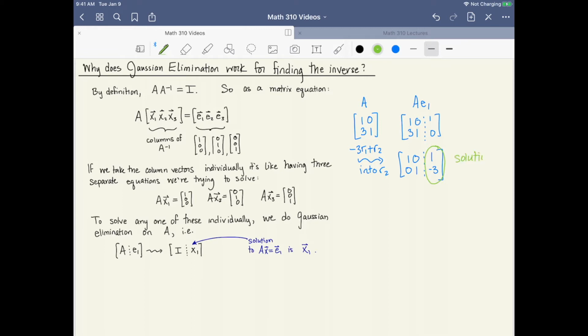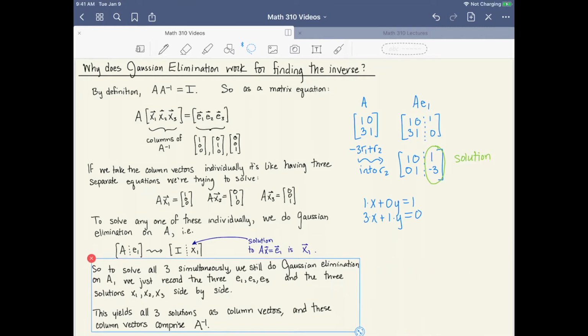And it's a solution to a system of equations. The exact system of equations is 1x plus 0y equal to 1, and 3x plus 1y equal to 0. So that's just a little small example to emphasize what's going on.